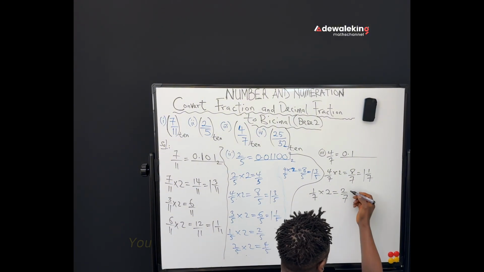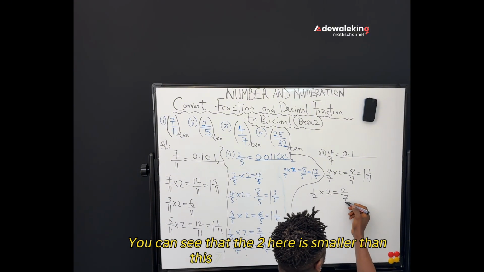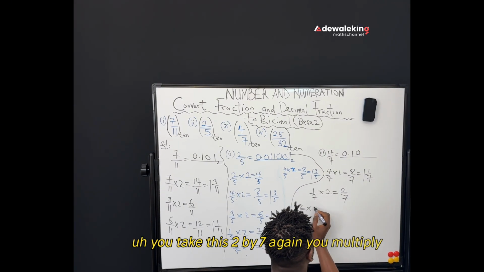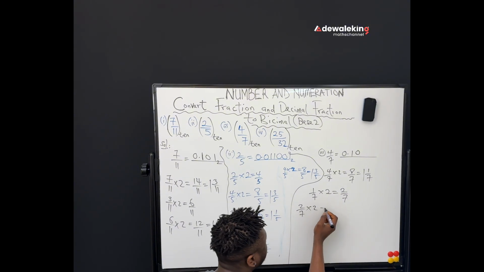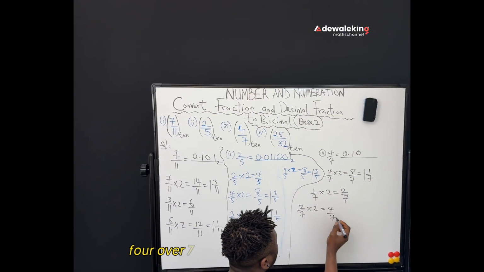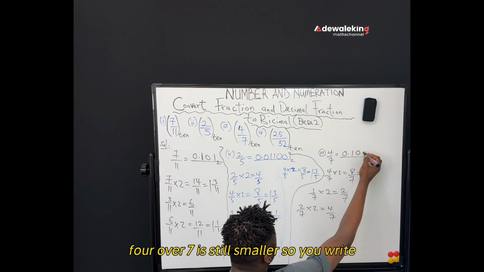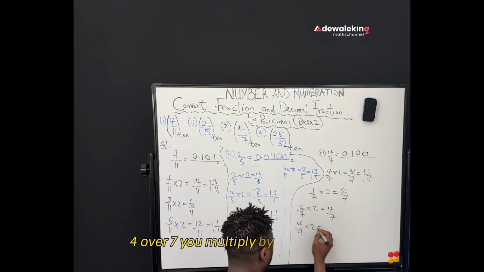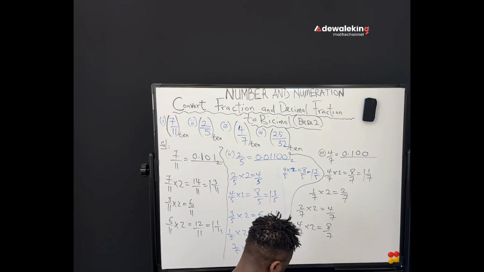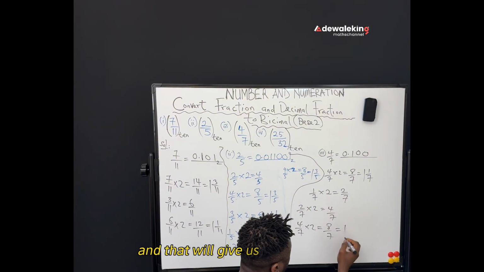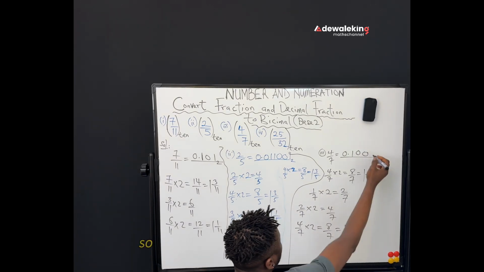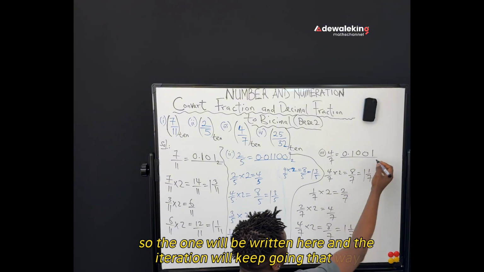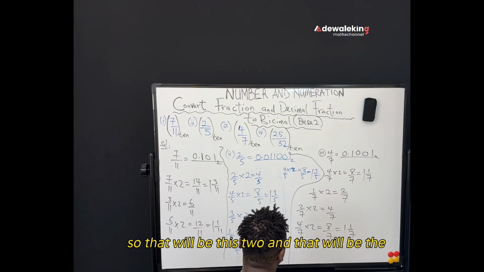So 2 over 7, you can see that the 2 here is smaller than this 7, so you have 0. You take this 2 over 7 again, you multiply by 2, you have 4 over 7, which is still smaller, so you write 0. 4 over 7, you multiply by 2, you have 8 over 7, and that will give us 1 whole number 1 over 7. So the 1 will be written here, and the iteration will go on that way. So that will be base 2, and that will be the answer.